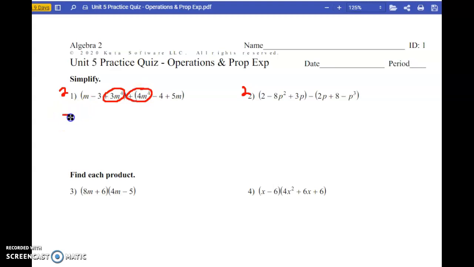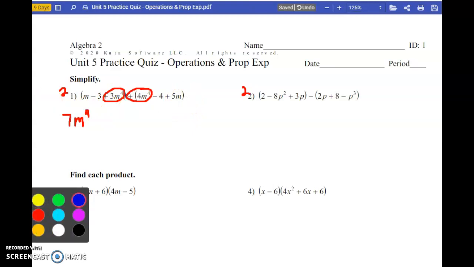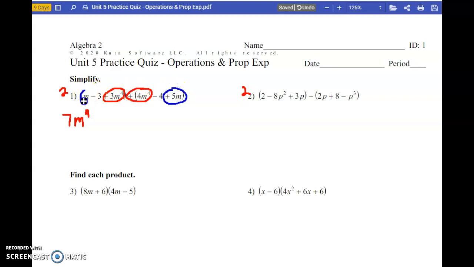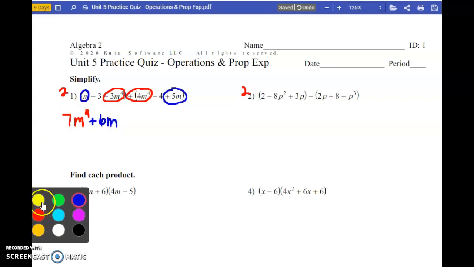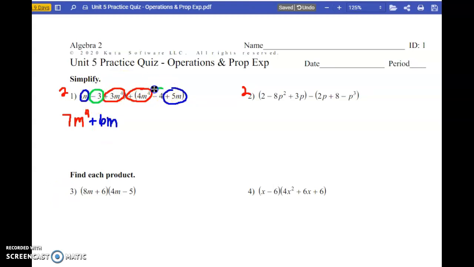That's going to give me 7m to the 4th. And then I would look for an m cubed. Let's see. I don't see an m cubed. Next would be m squared. Well, I don't see an m squared. But I do have some m's. So here's a 5m plus m. Will give me a 6m. And then last, I see some constants. I see a -3 and a -4. That's going to add to -7. And that's it. So fully finished, simplified answer.